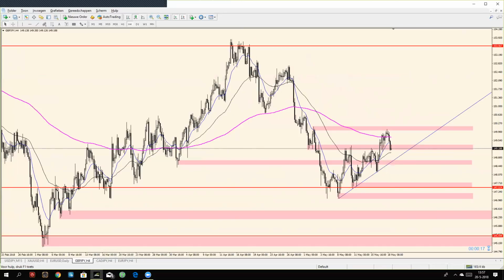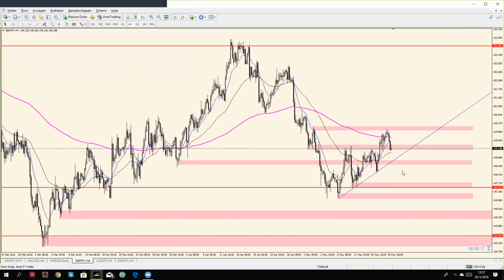GBPJPY, we have also some rejection right here, but you can see we have the respective trend line right here for almost 18 days. If we're not going to break to the downside and we will not break this zone right here and this trend line, we will go up again. If we break this level, possibly we're going to touch that trend line, so we have a big pullback.